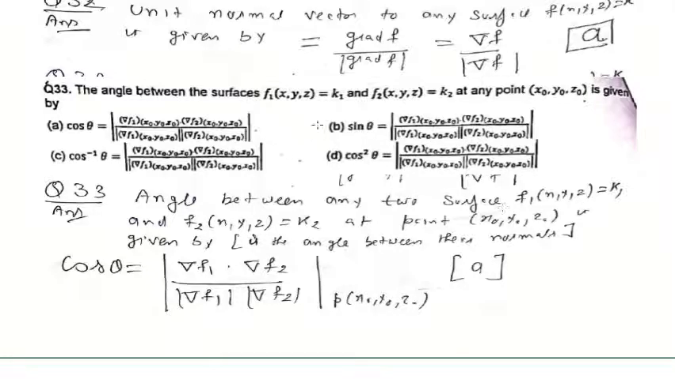If you are asked to calculate the angle between the surfaces, we always use the angle between their normals, which is the same as the angle between the surfaces. If you are asked to calculate the angle between the curves, then we will calculate the angle between their tangent vectors.